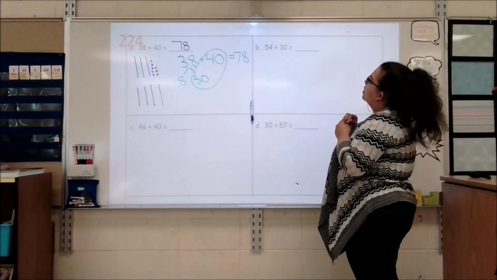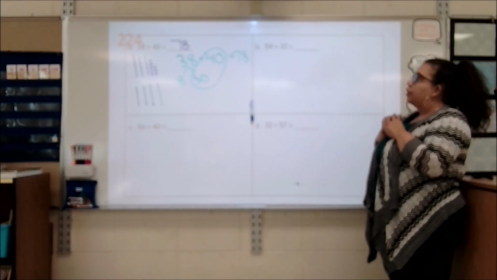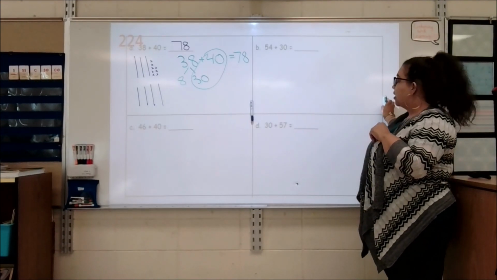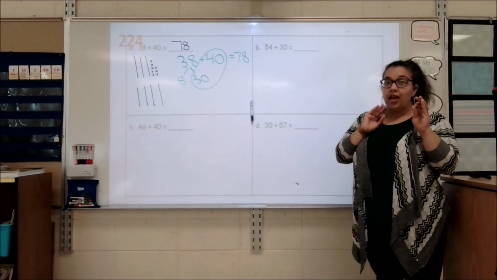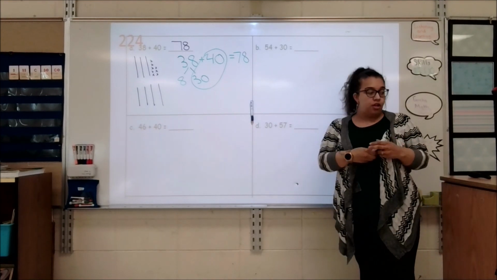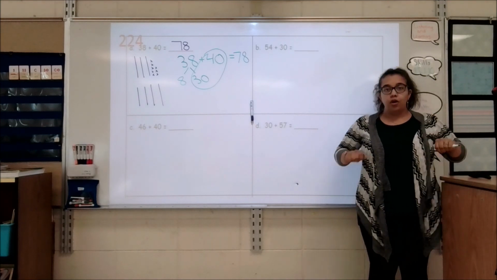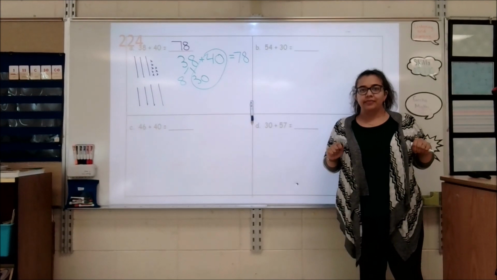All right, this one reads, letter B, 54 plus 30. Let's just think about this. If I wanted to use the number bond strategy and break one of these parts into tens and ones, which number would I break into tens and ones? 54 or 30?